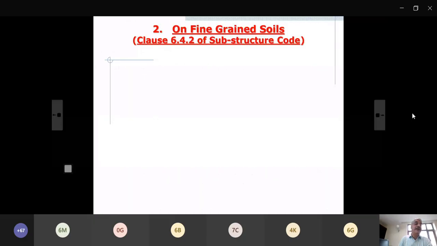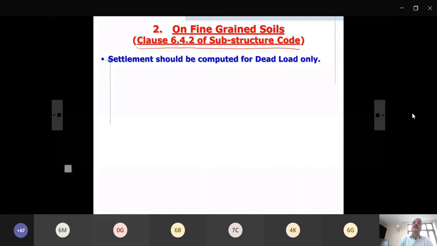And then for fine-grained soils or cohesive soils, predominantly C type of soil where phi value is 0 or very close to 0 and its strength comes from C type of soil, clay, silty, those sorts of soil, clause 6.4.2 of the substructure code is used. It is a bit of an involved exercise, because here, as you remember, there will be consolidation settlement. In your fine-grained soils or cohesive soils, there is consolidation settlement.